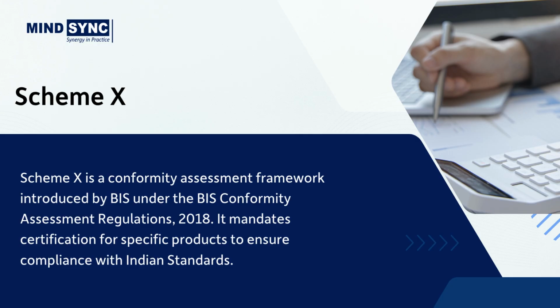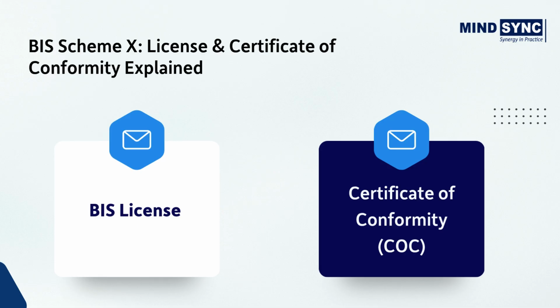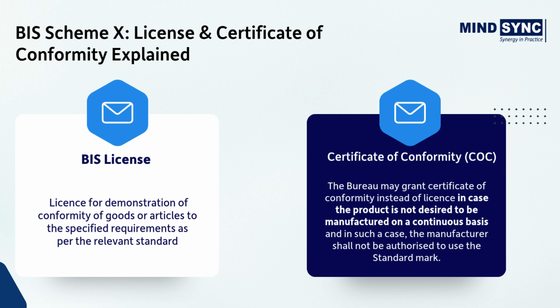This order falls under Scheme X of BIS, which is a conformity assessment framework introduced by BIS under the BIS Conformity Assessment Regulations, 2018. It mandates certification for specific products to ensure compliance with Indian standards. Under it you can apply either for a BIS license or certificate of conformity. License for demonstration of conformity of goods or articles to the specified requirements as per the relevant standard. The Bureau may grant certificate of conformity instead of license in case the product is not desired to be manufactured on a continuous basis, and in such a case, the manufacturer shall not be authorized to use the standard mark.